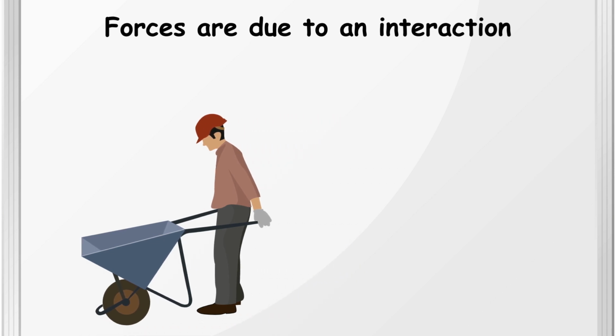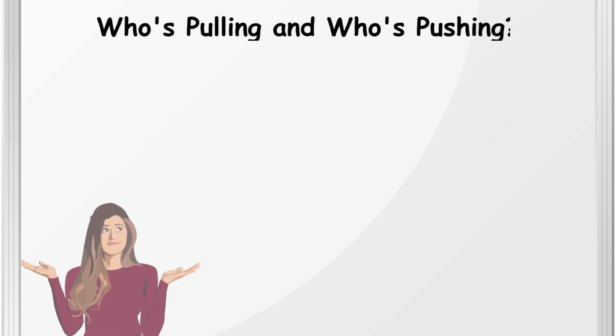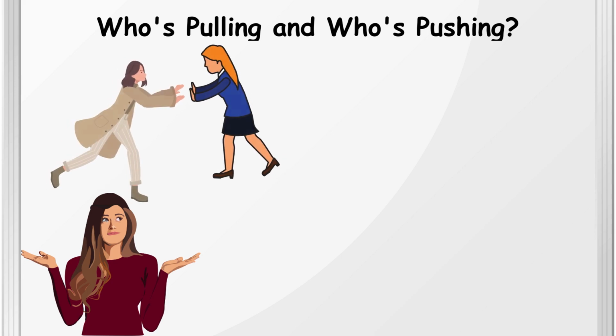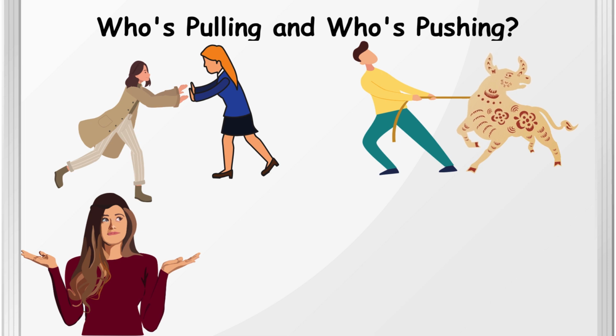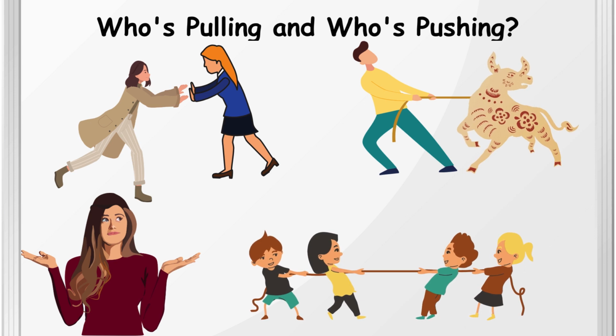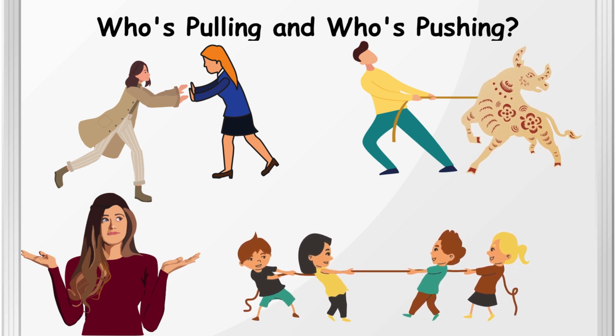In some situations, it might be a bit tricky to figure out who's pulling and who's pushing. Can you determine who's doing what in these scenarios? Whether it's two girls pushing each other, a cow and a man seemingly pulling each other, or a game of tug of war, forces are always at play when two objects interact.